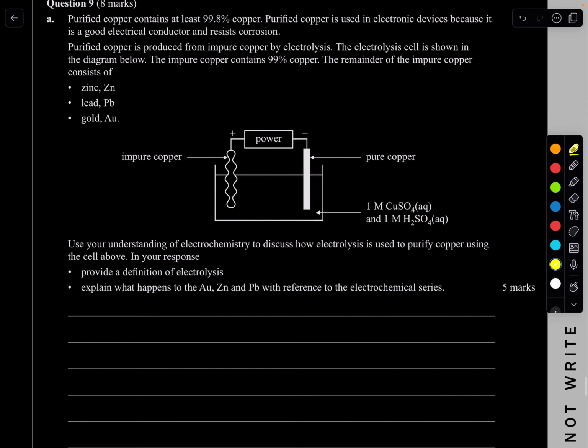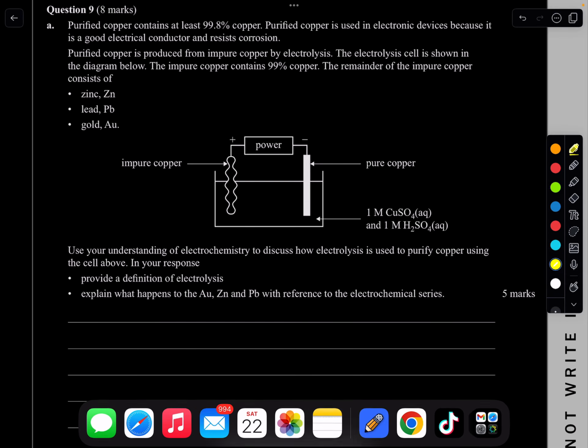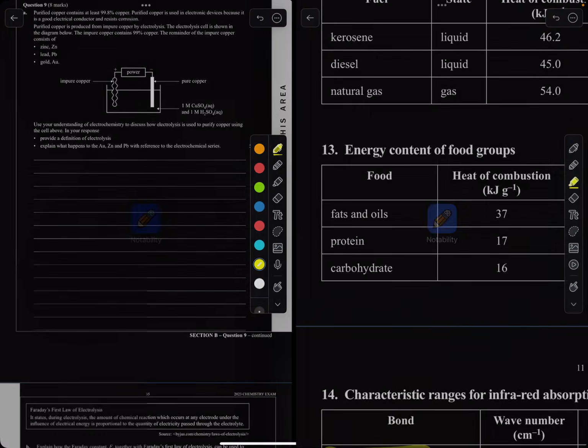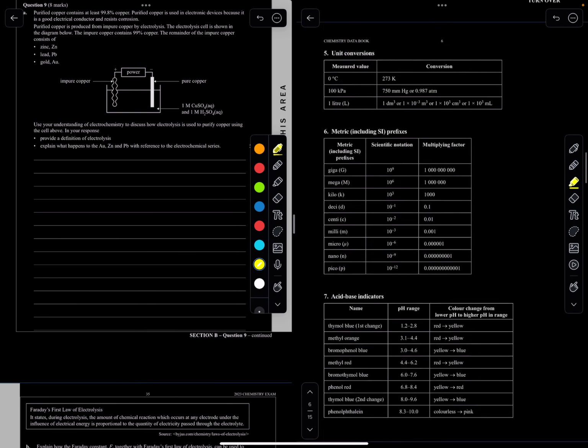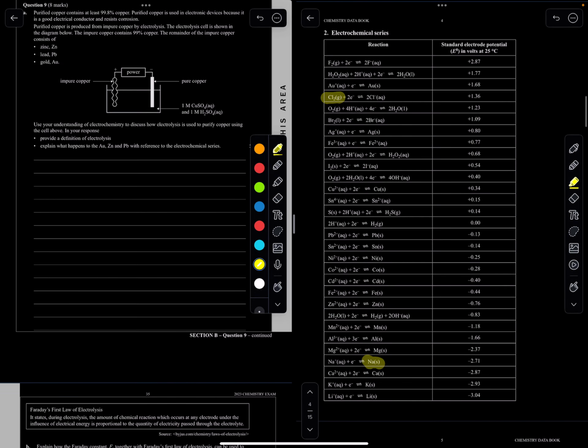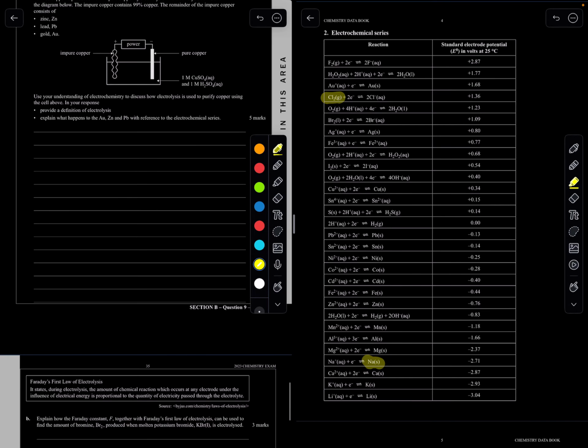So let's do that. Okay, I'm going to use the electrochemical series. Go up here. Let's rub these out. Okay, let's see what we have. Sorry, let me just... There it is. It works. Okay. I don't know what just happened to my Apple Pen.